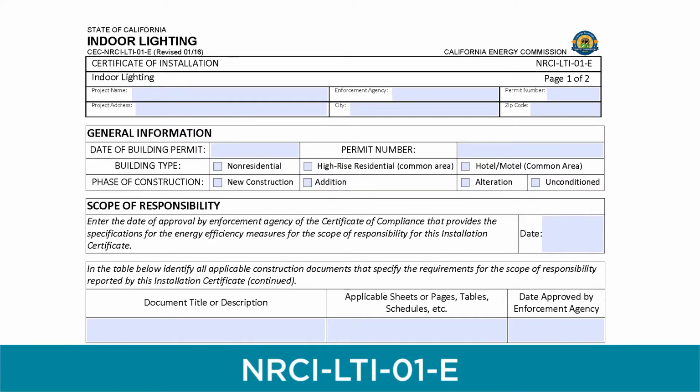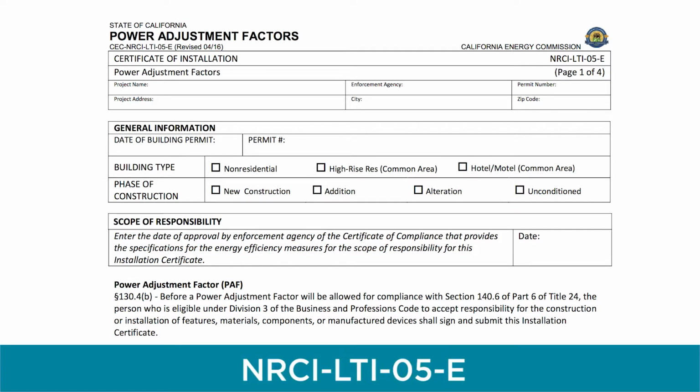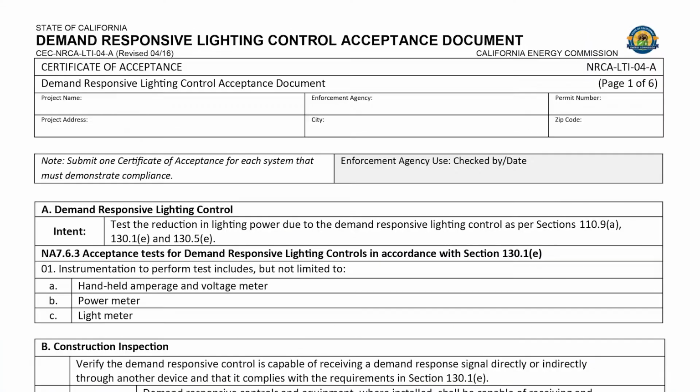Following installation, compliance is documented on Certificate of Installation NRCI-LTI-01-E. Details on installed shutoff controls must be provided on this form. In addition, if demand-responsive controls are installed to qualify for a PAF, Certificate of Installation NRCI-LTI-05-E is required. The responsible party must certify that the controls are properly installed and meet all the requirements of the PAF. Acceptance testing is required for all demand-responsive controls.